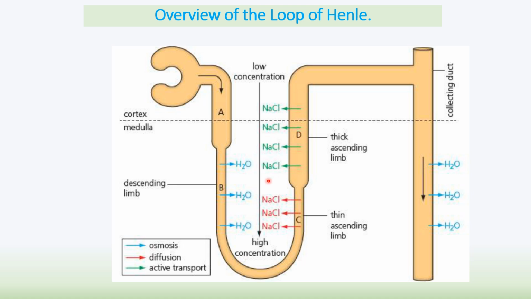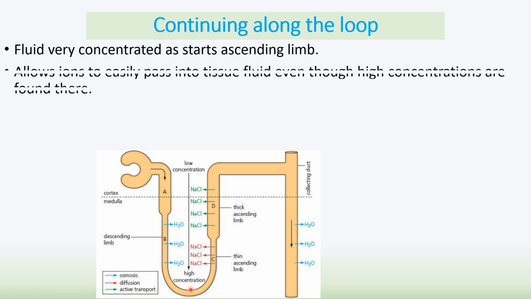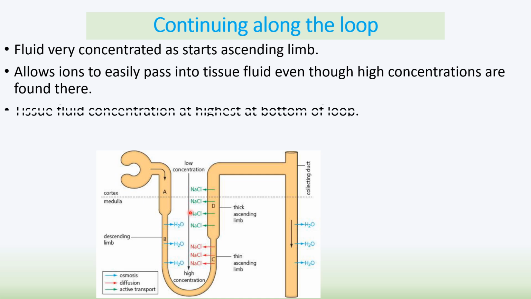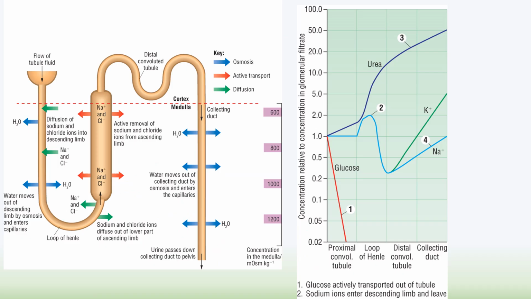Now, also sodium and chlorine is actively pumped this way as well into the tissue fluid, which will aid the removal of water as you go along this area through the distal convoluted tubule and down the collecting duct as well. So the fluid is very concentrated as it starts the ascending limb here, but the ions leave, as I said, so you get very high concentration to low concentration, and the tissue fluid concentration is highest at the bottom of the loop. In the filtrate, it diffuses at first and then active transport takes over as it becomes less concentrated as it goes up.